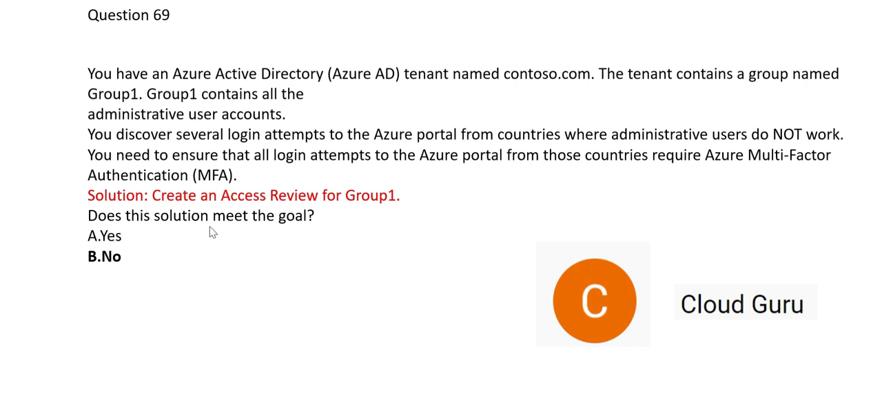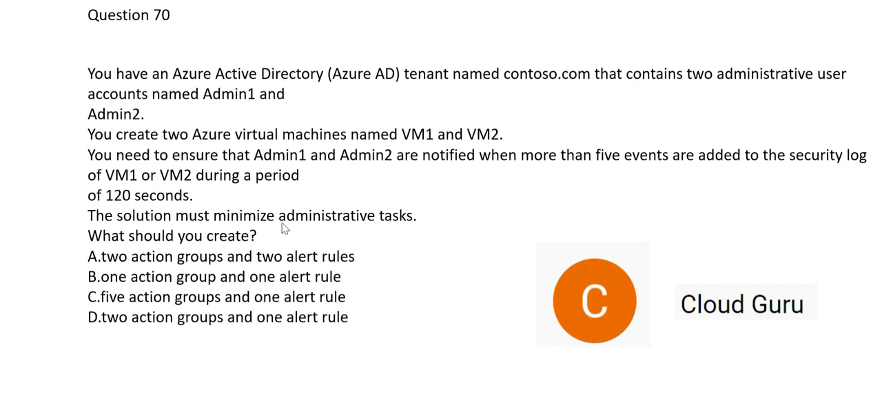Now access review has no role here, because you need to put something in place so that you can identify who is accessing, from which location they are accessing, and provide additional authentication to validate that this is an authorized access. So access review will not help you here. This is no. So you have this next question, with some story there.